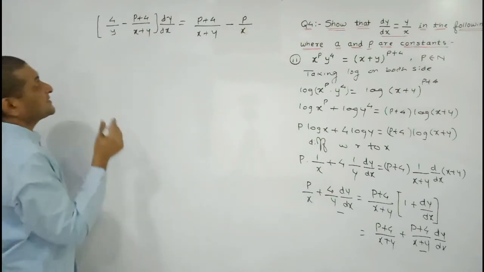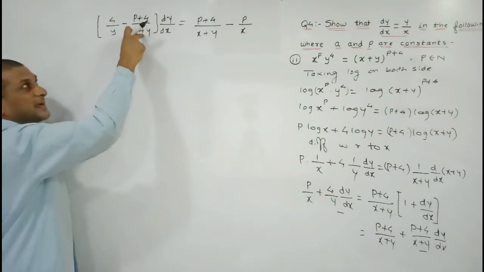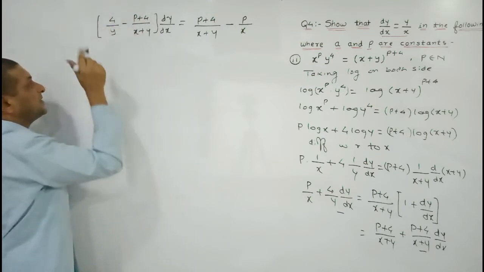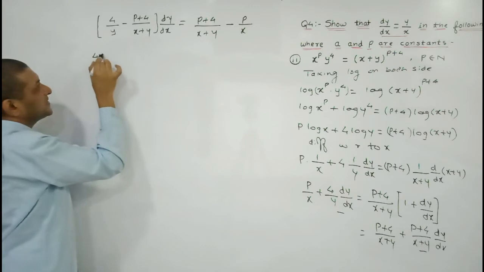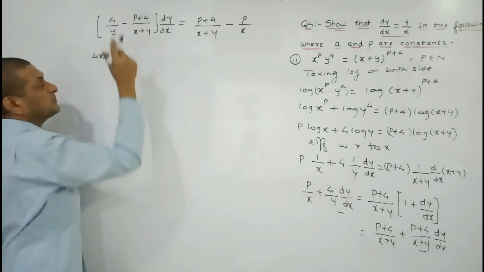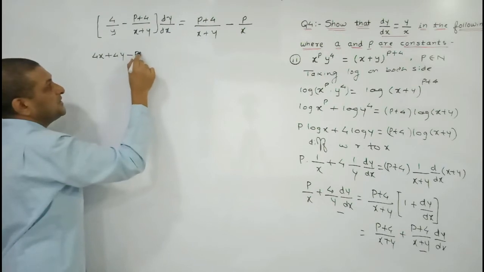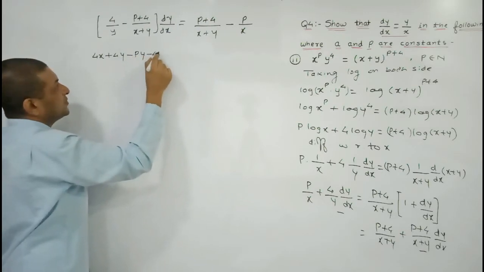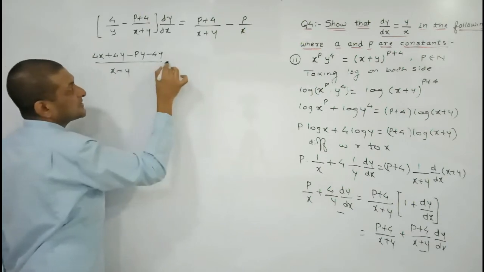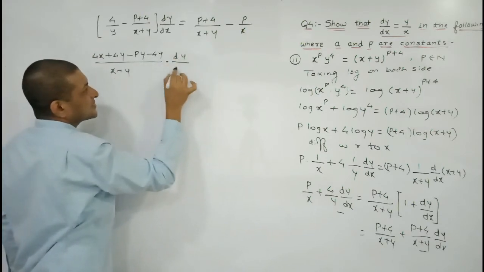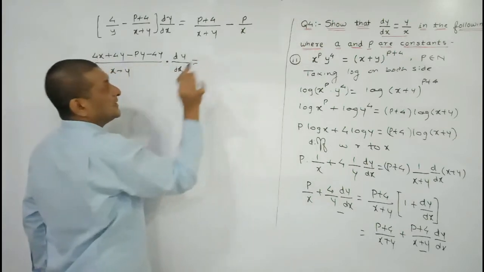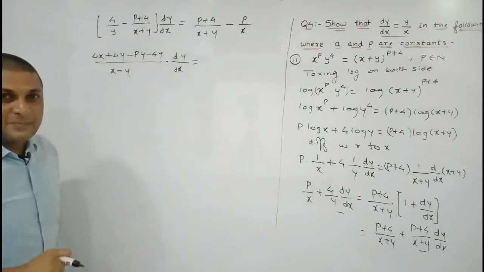Okay, now let us simplify it. I'm just simply taking cross multiplication. Let us see what we'll get. (x plus y) into 4 will be equal to 4x plus 4y, and y into minus (p plus 4) will be minus py minus 4y, divided by (x plus y), keep it as it is, into dy by dx also as it is. So later on we will simplify it.